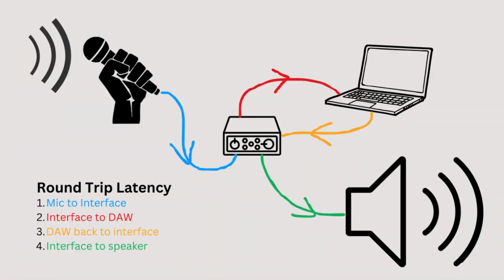Latency, or round-trip latency, is referring to how long it takes for the audio to enter the microphone, into the interface, processed by your DAW, back to the interface, and out to your headphones or speakers. Latency and buffer size are proportionate to one another. The smaller the buffer size, the smaller the amount of latency. The larger the buffer size, the larger the amount of latency.